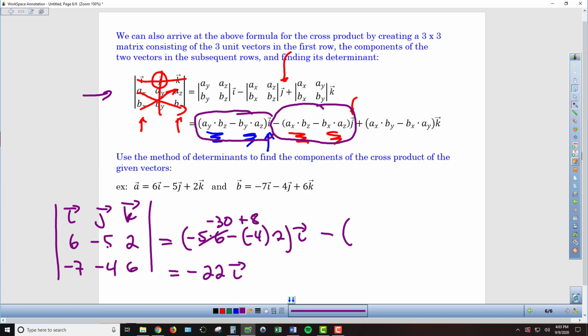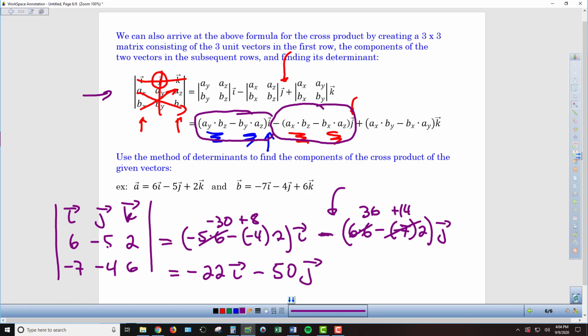So I'm going to go 6 times 6, so one diagonal, minus -7 times 2, and then that's times J. Again, you'll notice I have the subtraction there. If I carry this through, I'm going to have 36 minus a negative, so plus 14. It's going to give me 50, but then that's being subtracted, so we're getting minus 50J. And that's again the same value that we got the last time.